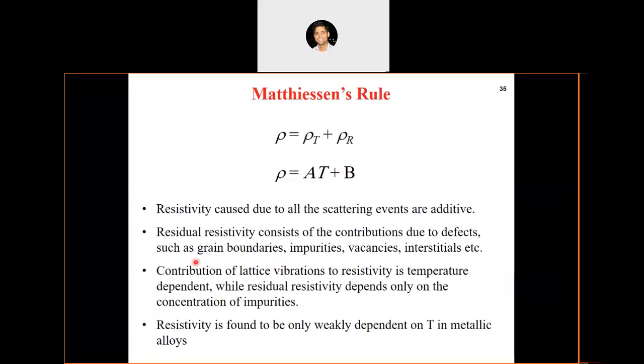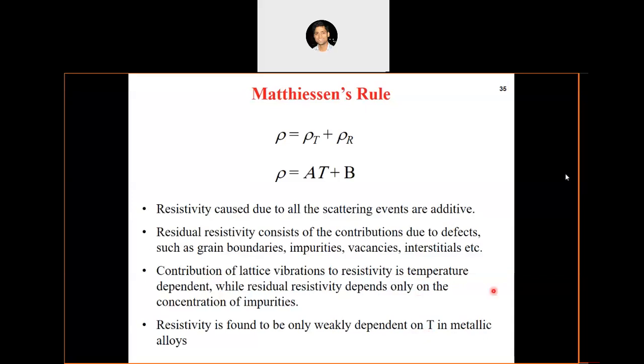All right. So any questions so far? Any questions? Any doubts? Please explain the last point again.